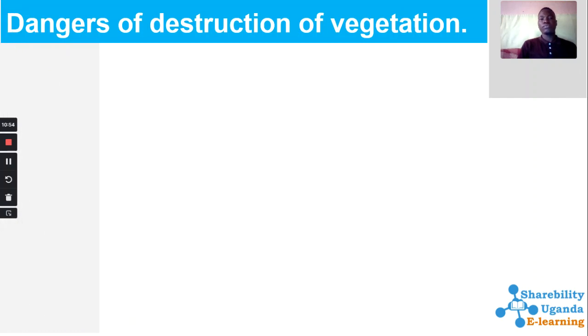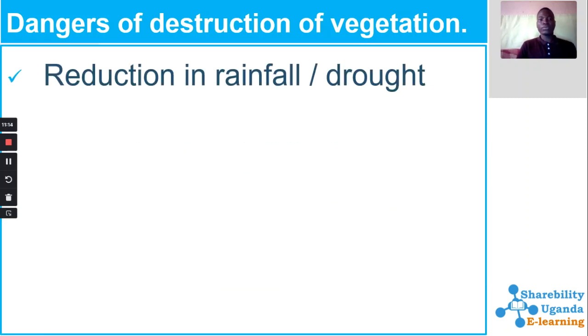Dangers of destruction of vegetation. These are the outcomes when the plant cover has been destroyed. What will it result in? Andrew is telling me that it results in soil erosion because the plant cover is lost. Clap for him. Wow, that's great. Another one is reduction in rainfall, or drought.